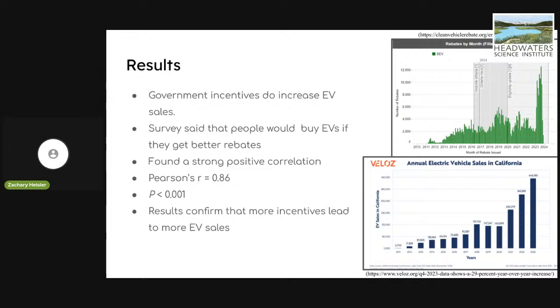Additionally, my survey results indicated that better rebates make people more likely to purchase EVs. Then I analyzed the sales data alongside incentives timelines, and I found a strong positive correlation. I got a Pearson's R value of 0.86, which is strongly positive, and a P value less than 0.001 between the incentives and sales, which confirms that higher incentives do directly lead to increased EV sales.